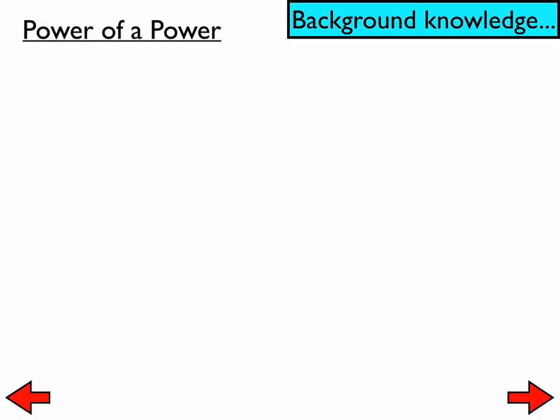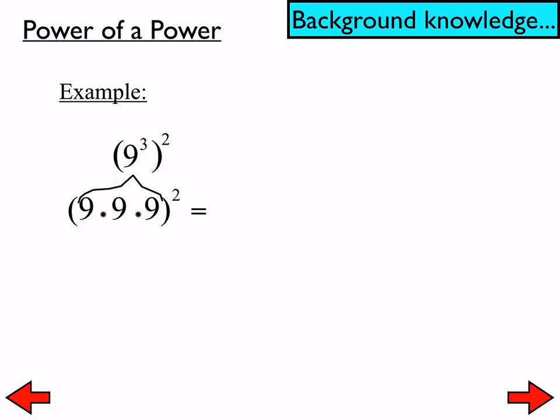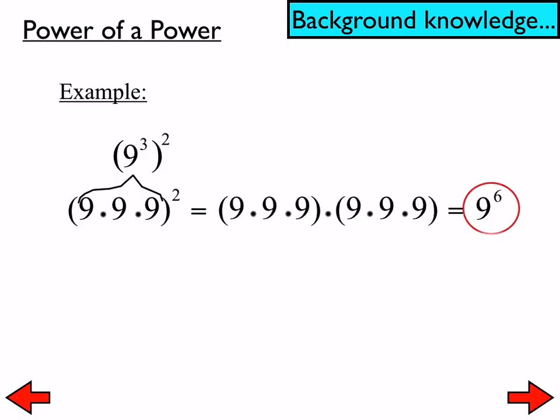Power of a power was Friday. So this is inside first. 9 times 9 times 9. And then that whole thing squared. So another 9 times 9 times 9. Which would be a total of 9 to the 6th power. Everyone okay with this? Because this is what we're doing today. Thumbs up?